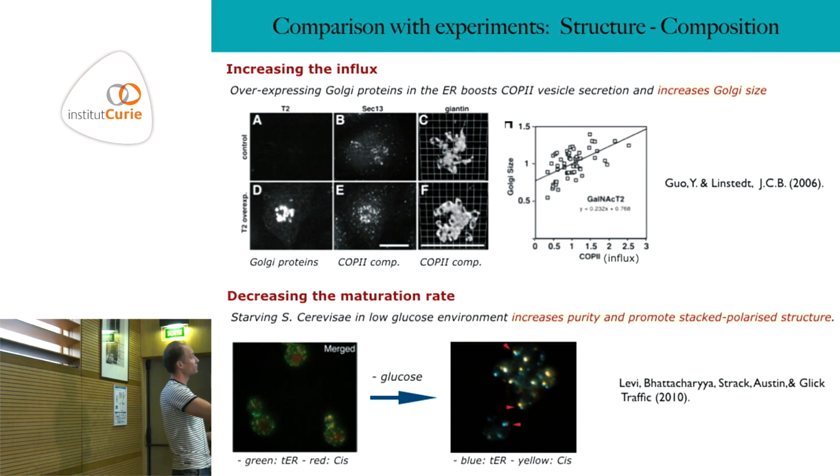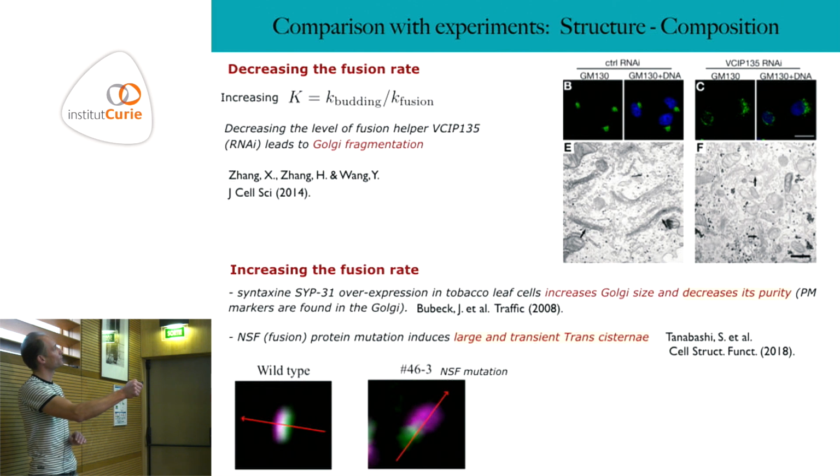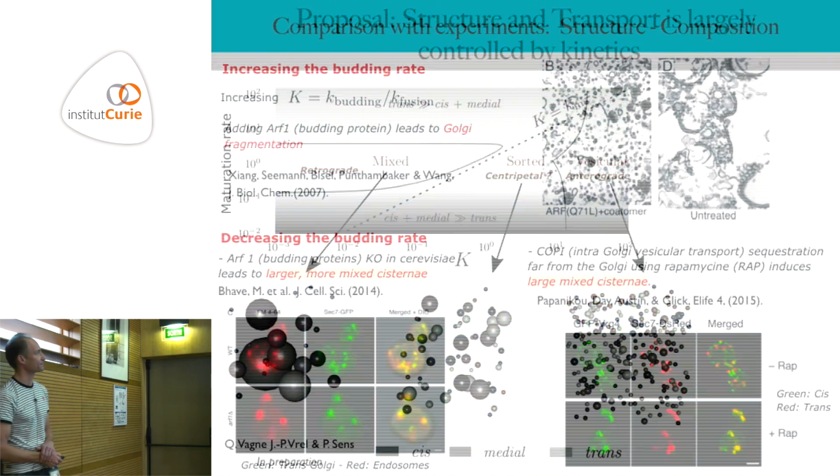And also, the structure tends to be more stacked, which in our mind goes with the purity. So this is a non-trivial result of the model that is also observed experimentally. And then you've got a mutation, such as decreasing the fusion rate, which leads to Golgi fragmentation. In our mind, it leads to many smaller aggregates. There are several of those. They're all consistent so far, but it all remains qualitative.